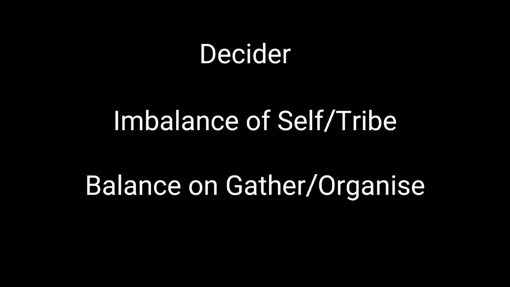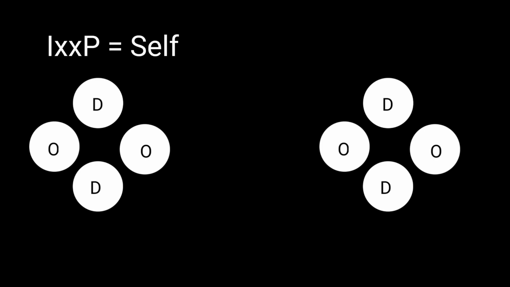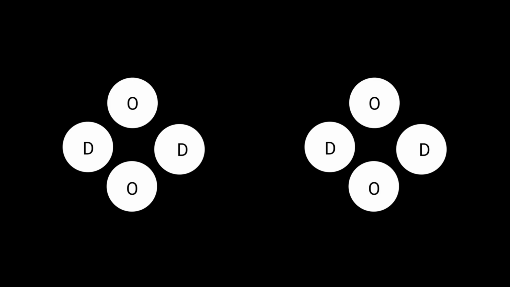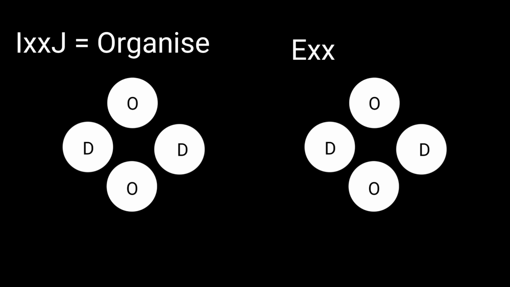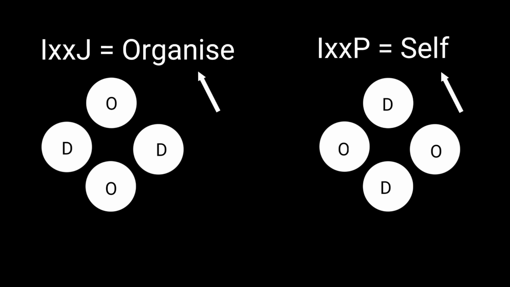So in other words, in MBTI terms, deciders are IPs and EJs, and observers are IJs and EPs. IP's lead human need is self, EJ's lead human need is tribe, IJ's lead human need is organize, and EP's lead human need is gather. You might have noticed that gather and tribe are associated with the extroverted personality types, and self and organize are associated with the introverted personality types.